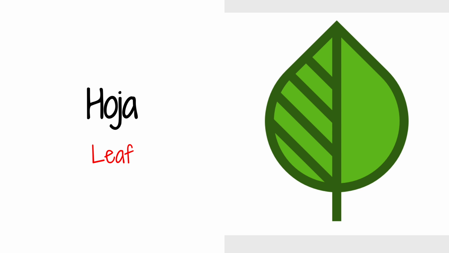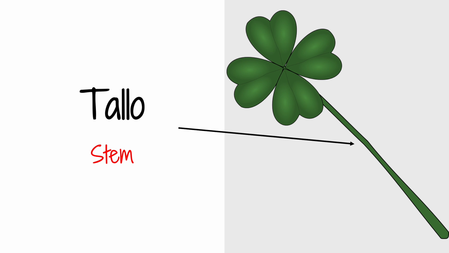Okay? Next, we've got tallo. Tallo. Tallo. Okay? And as you see my arrow pointing to the green thing that is straight up and down, that is what you call a stem. Okay? Tallo.